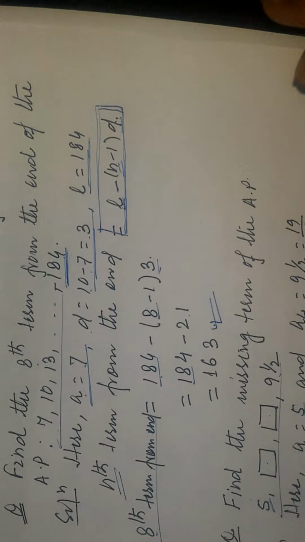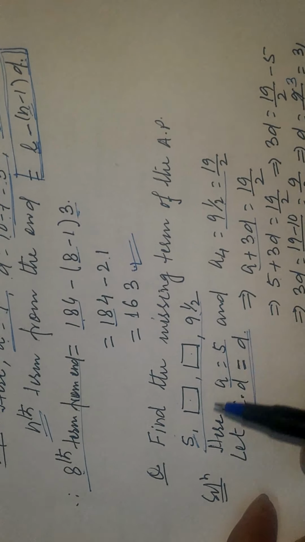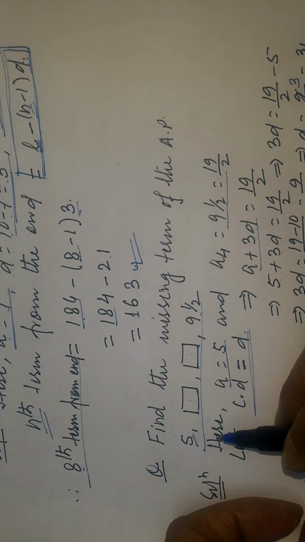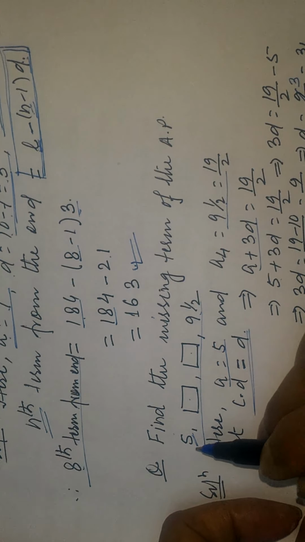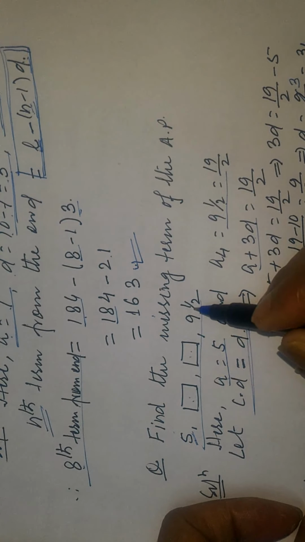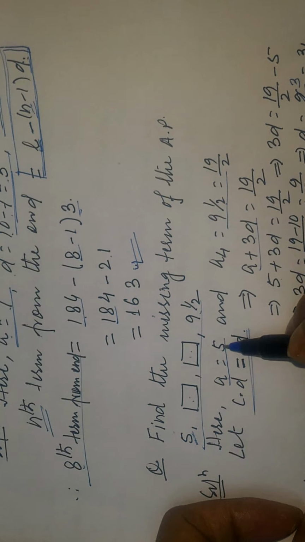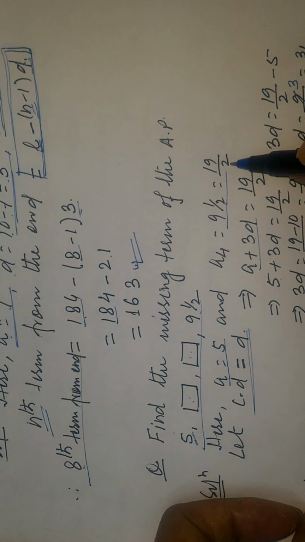Now you will have some questions in your book where you need to find out the missing terms. Here in this AP we need to find out the missing terms. So first, from the terms you get the information. This is the first term, second term, third term and fourth term. How many terms are here? 4 terms. What is the first term? 5 is the first term. What is the fourth term? Fourth term is 9.5, 19 by 2.